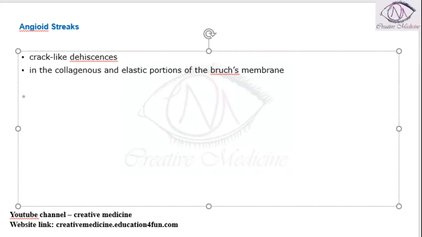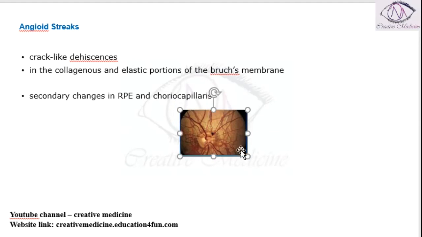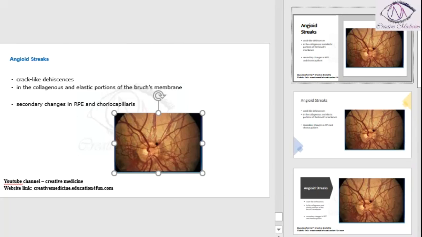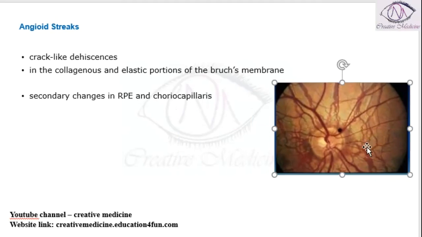These are actually secondary changes which are seen in the retinal pigment epithelium and also the choriocapillaris. So these are the angioid streaks. These are crack-like dehiscences which are seen in the collagenous and elastic portions of Bruch's membrane.